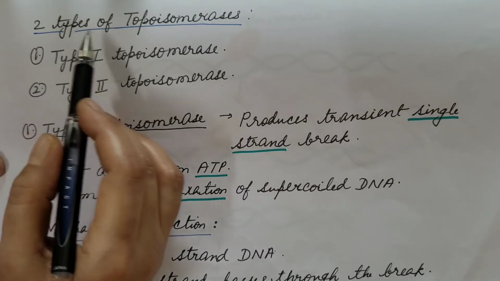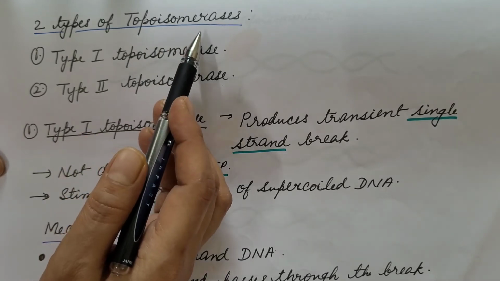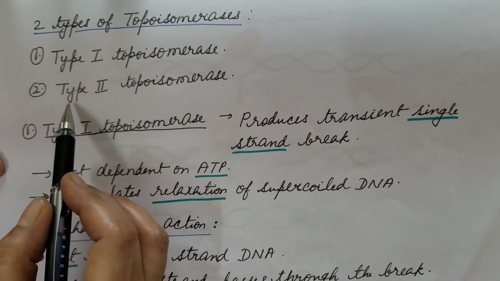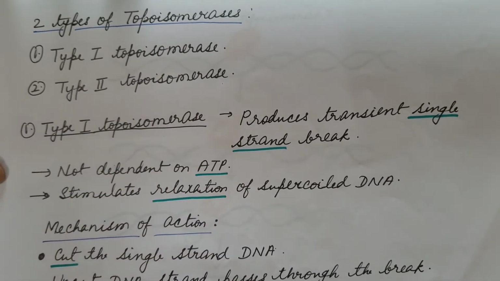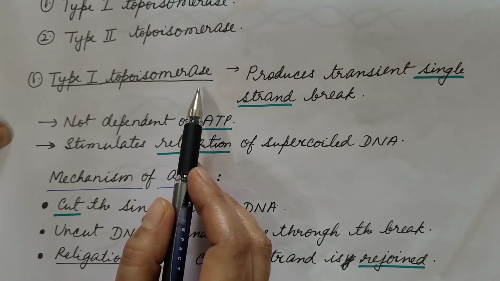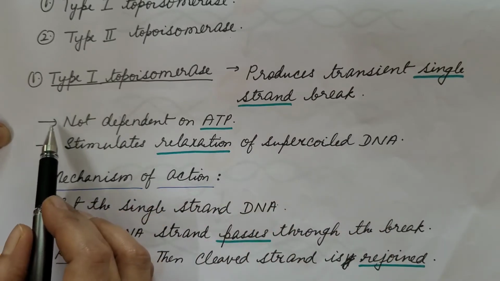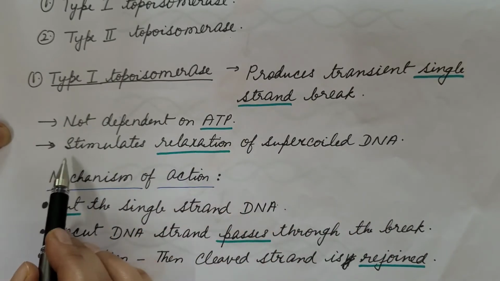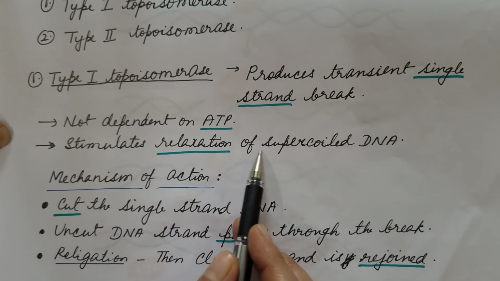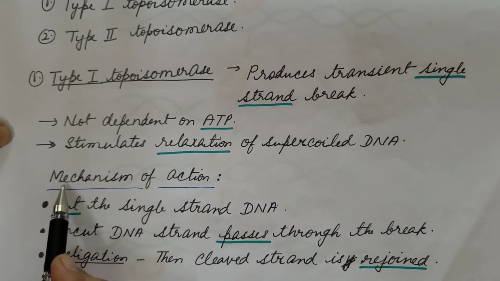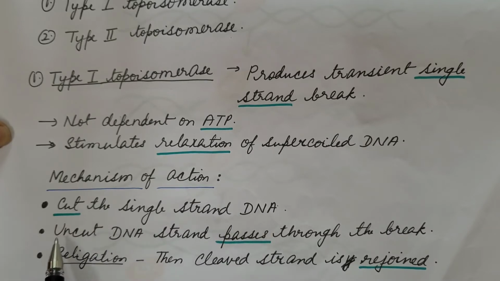Now the types of topoisomerase. There are two types of topoisomerases, type 1 topoisomerase and type 2 topoisomerase. First is type 1 topoisomerase. It produces a transient single strand break. It does not depend on ATP. It stimulates relaxation of supercoiled DNA. Now the mechanism of action. It cuts the single strand of DNA. The uncut DNA strand passes through the break. Then the religation takes place, that is, the cleaved strand is rejoined.